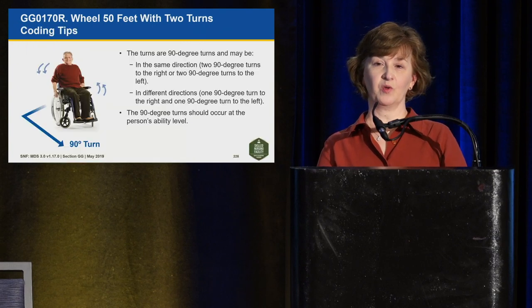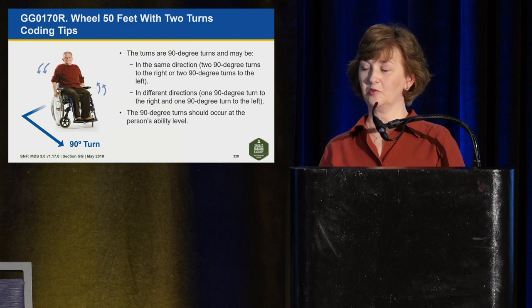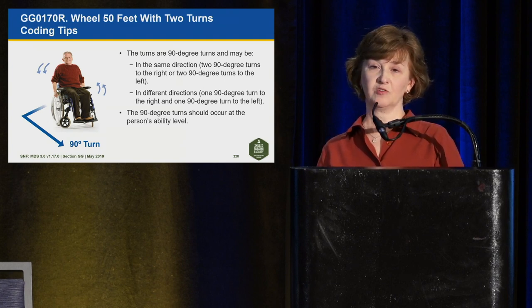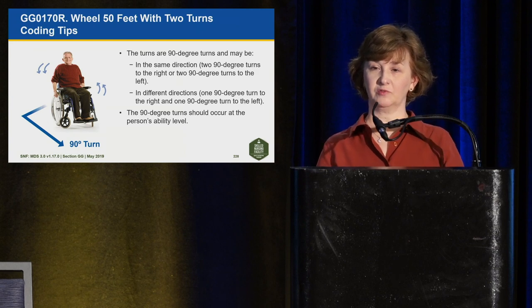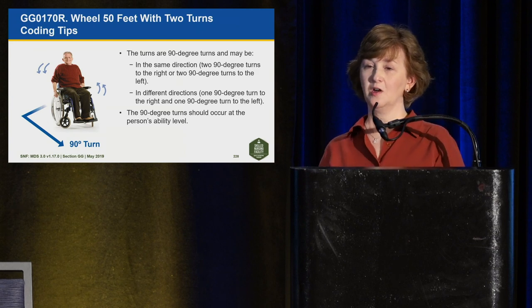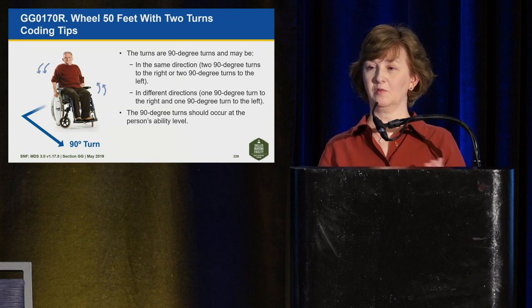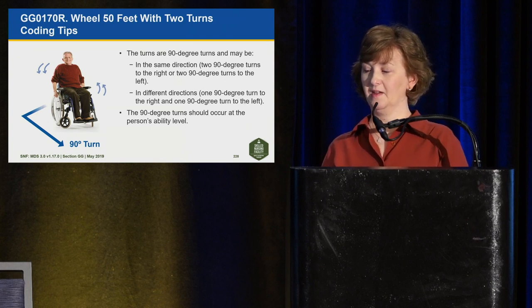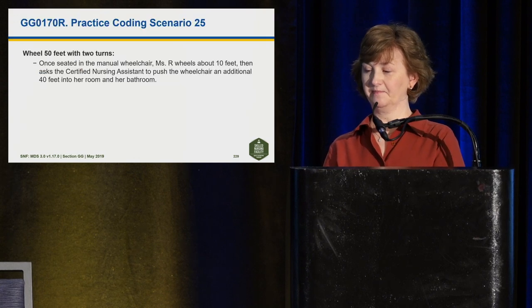Again, as with the walking items, the two turns are defined as 90-degree turns. The two turns may be in the same direction, two turns to the left or two turns to the right, or it could be the turns are made one to the left and one to the right. The 90-degree turns should occur at the person's ability level.